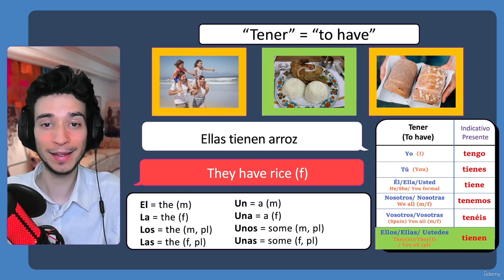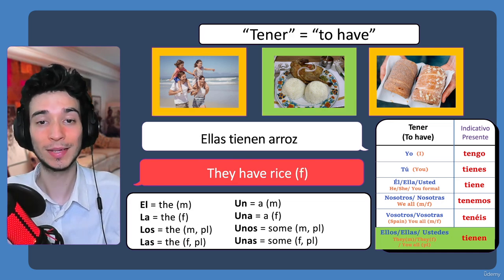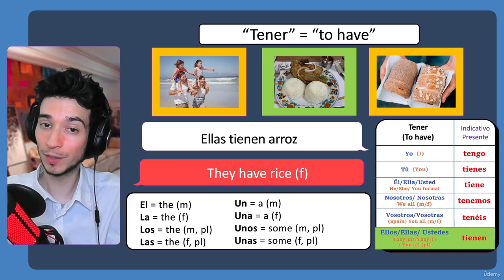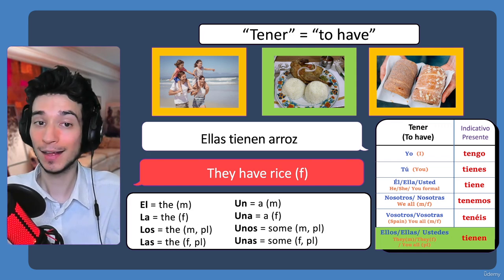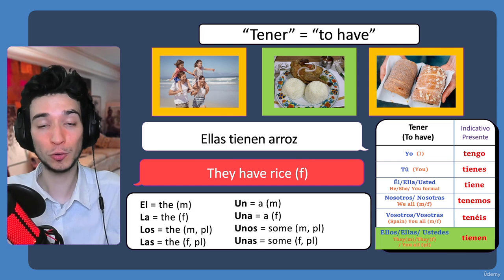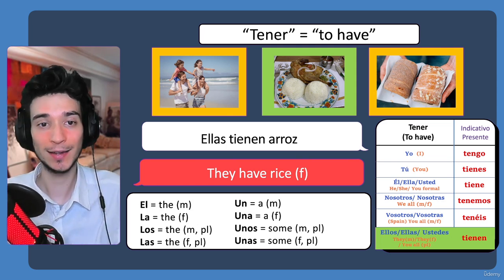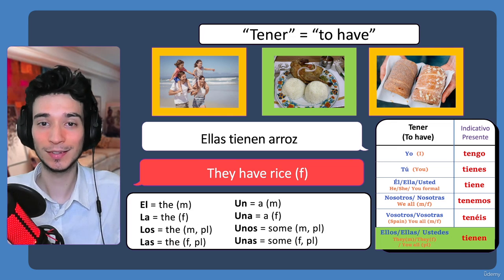The next one. Ellas, which is only for women. Ellas tienen arroz. They, female, have rice. So simple. Arroz, rice. They have rice. The next example.